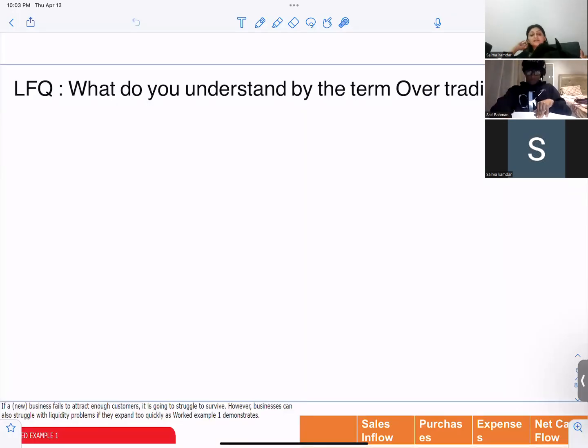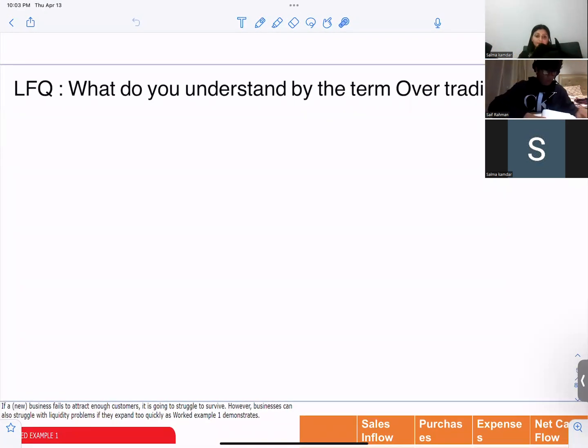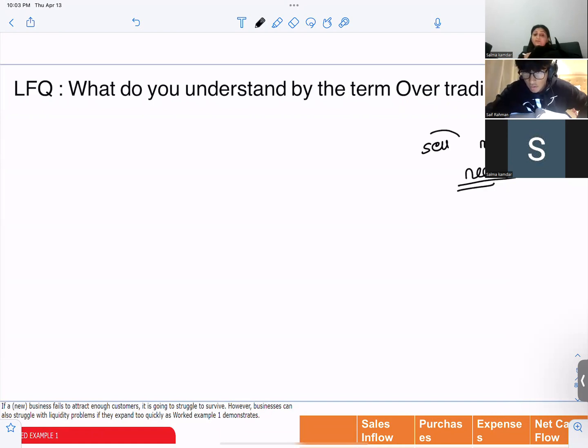Can you tell me what you understand by the term overtrading? When you sell more than needed, or when you produce more than needed. Okay, when you sell more than needed. How do you know that you're selling more than needed? When you're getting a loss. No, like when it gets to a point when you're not making profits anymore. Okay, when it comes to a point where you're not making profits anymore.